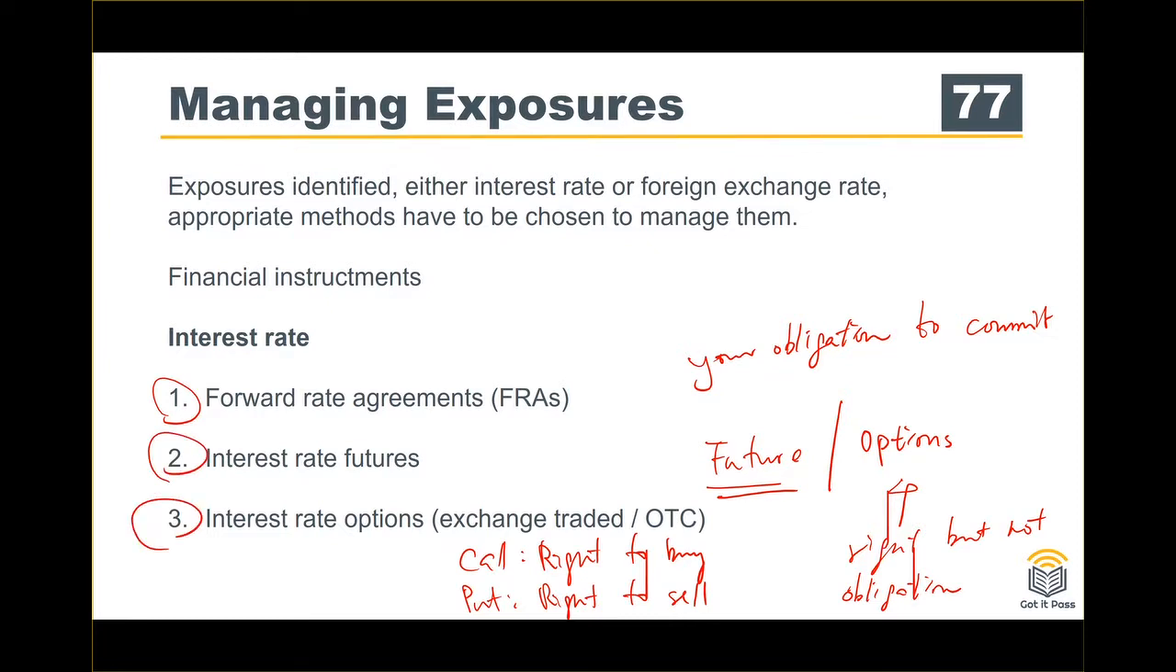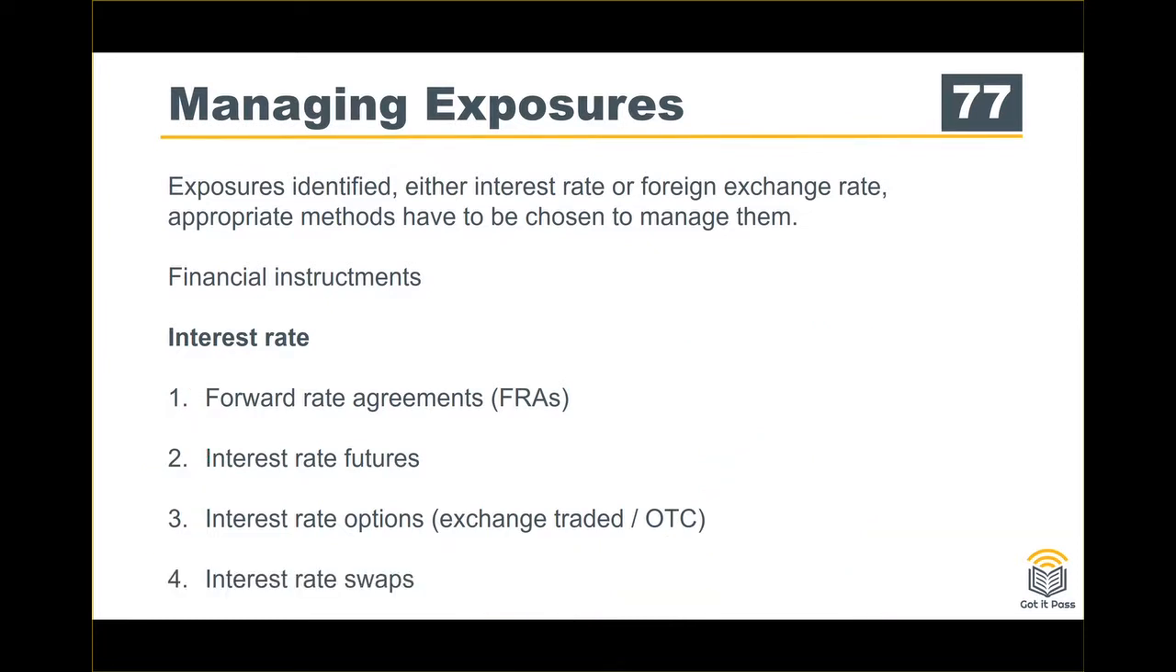And the fourth one is the interest rate swaps. Okay, swaps means exchange. So what does the interest rate swap mean? In your notes, it states that it is an agreement between two parties to exchange interest rate payments, namely a fixed rate payment for a floating rate payment. So how does it work?